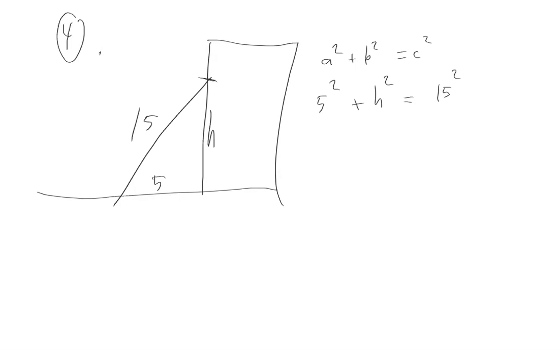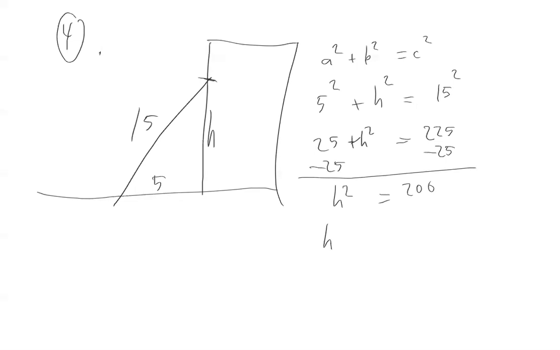Then simplify it, so 25 plus H squared equals 225. Now subtract 25 from both sides. H squared equals 200. Now use the square root property. You'll get the square root of the left side is just H, but then you have to do a positive and a negative square root of the right side. And then you need to break down this 200 as much as possible.